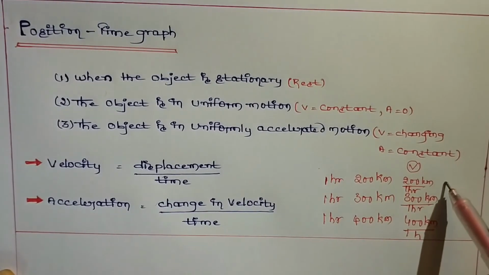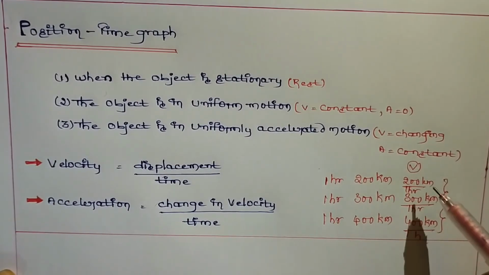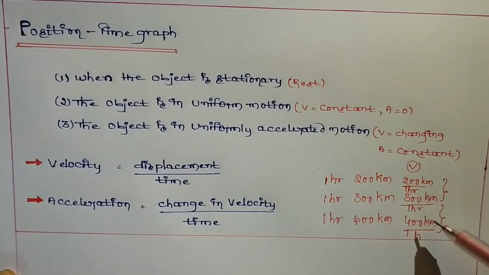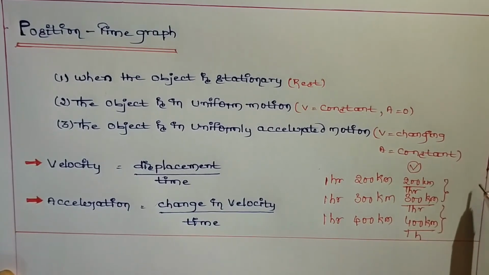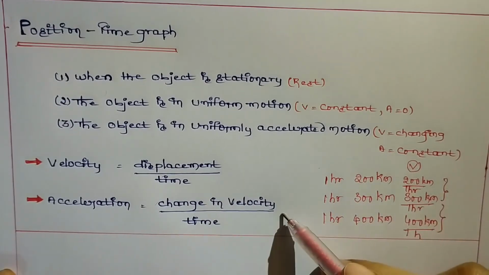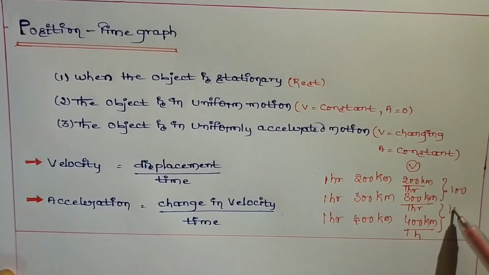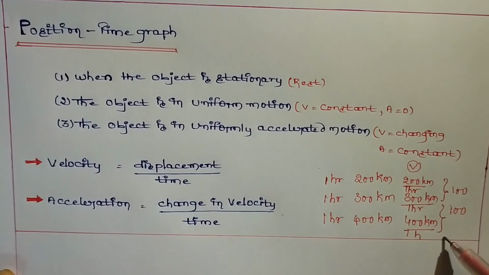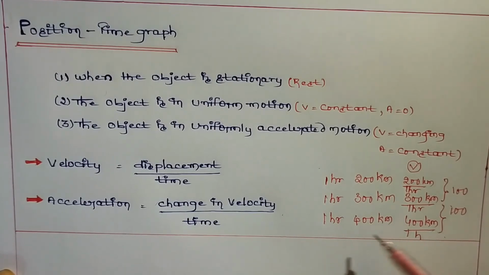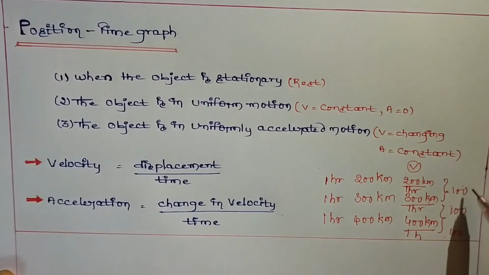In this case, the velocity is changing: 200 kilometers per hour, 300 kilometers per hour, 400 kilometers per hour. But what is the change in velocity? Change in velocity is nothing but acceleration. The change in velocity here is 100, here also 100, and if we take 500 kilometers per hour for the next 1 hour, that is also 100. In all these cases, the velocity is changing but uniformly.